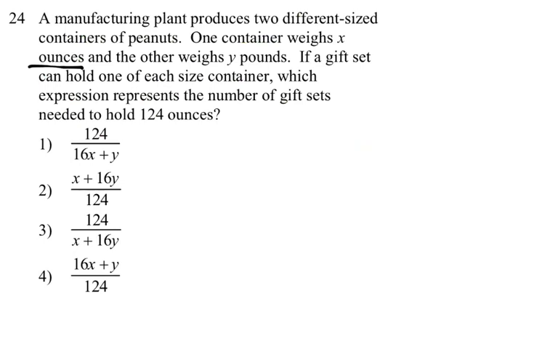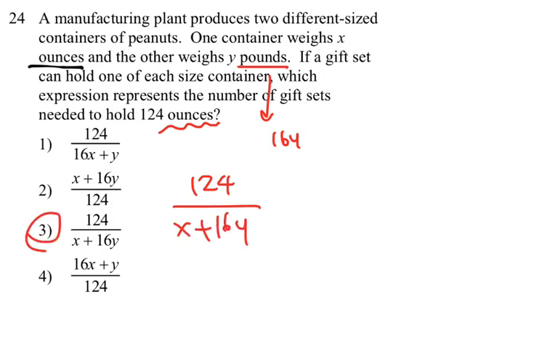Now, number 24. We have one container that weighs x ounces and the other container that weighs y pounds. Notice that the units are not the same. Ounces versus pounds. But we want to have 124 ounces. So what we need to do is convert pounds into ounces, which is 16y, because that's 16 ounces per pound. So y pounds means 16y. So we get 124 over x plus 16y. The reason is that one package contains one of the x and one of the y, but in ounces.